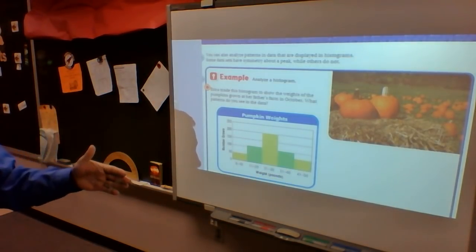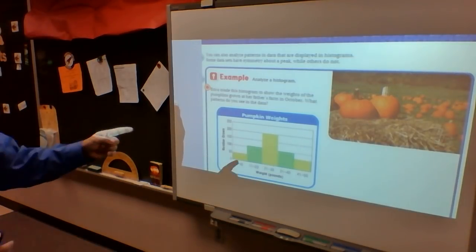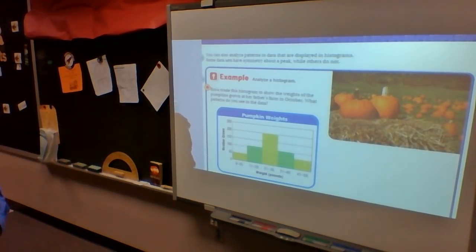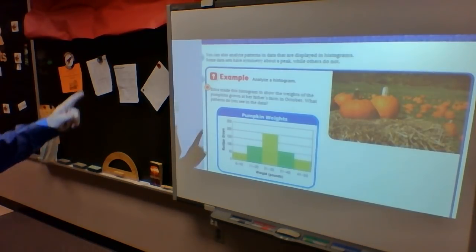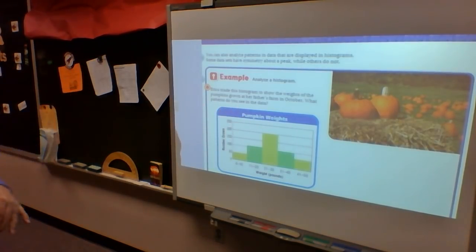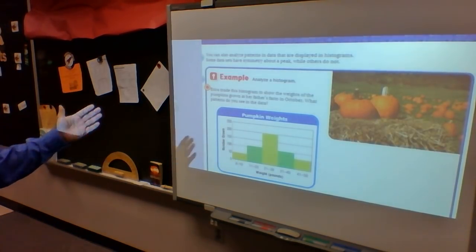So if I have to draw a histogram, I have to draw it with fat bars that all touch and that are shaded in showing the values. It says Erica made this histogram to show the weights of the pumpkins grown at her father's farm in October. What patterns do you see in the data?